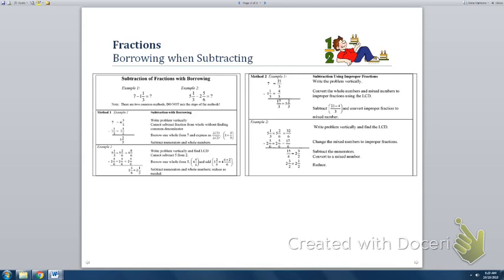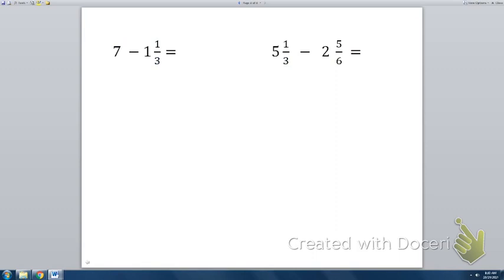So this page comes from your pack that we did in class called Subtraction of Fractions with Borrowing. It gives you two examples, 7 minus 1 1/3, which is 7 wholes minus 1 1/3. That's a little unique, and so I'll tackle that second. The second example is 5 1/3 minus 2 5/6, and I want to work with that one first.